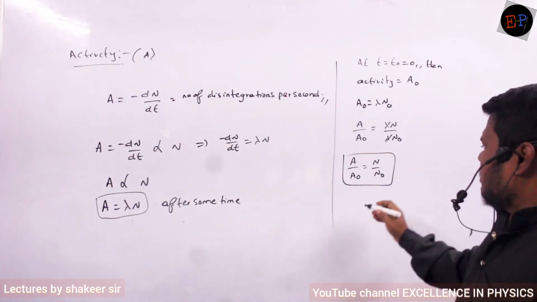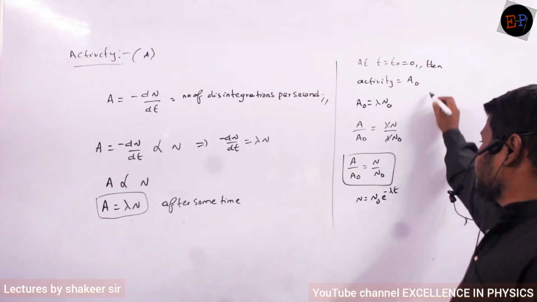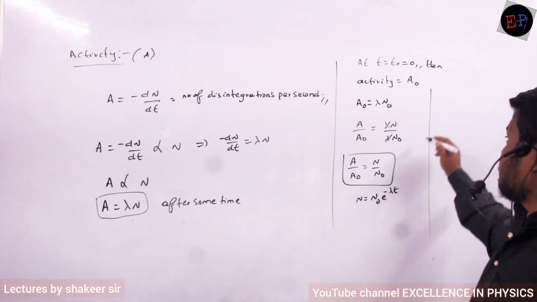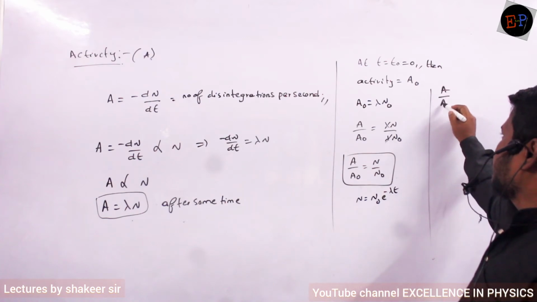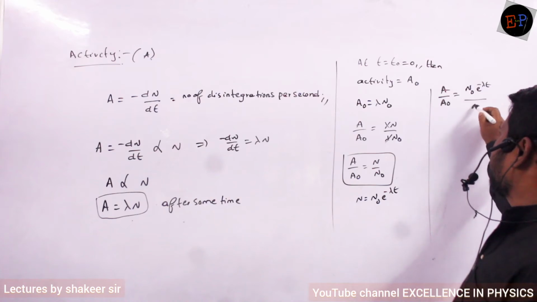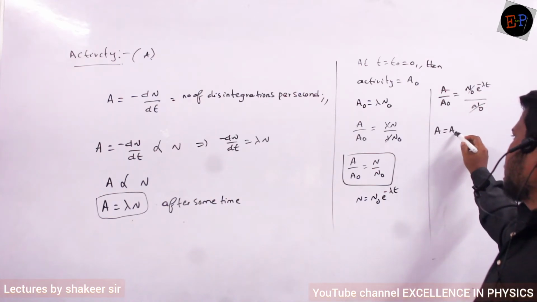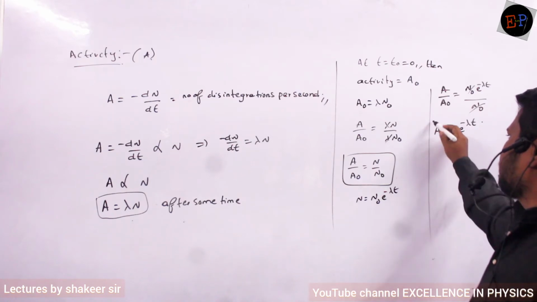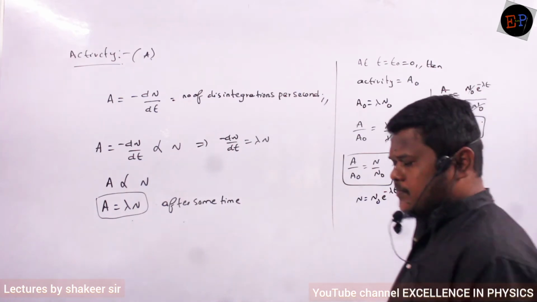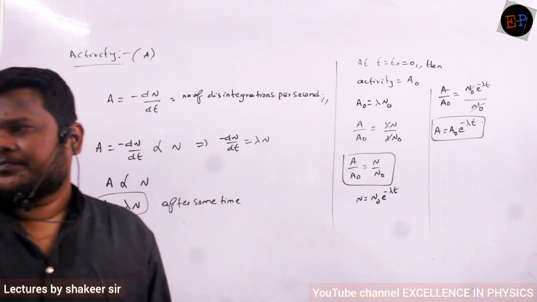n naught means initial number of atoms which were ready for disintegration. And already we have studied that n is equal to n naught e power minus lambda into t. So take that and substitute here. Therefore A by A naught is equal to n naught e power minus lambda t divided by n naught. N naught you can cancel now. So therefore A is equal to A naught e power minus lambda into t. So this is another equation which gives the relation between initial activity and final activity.